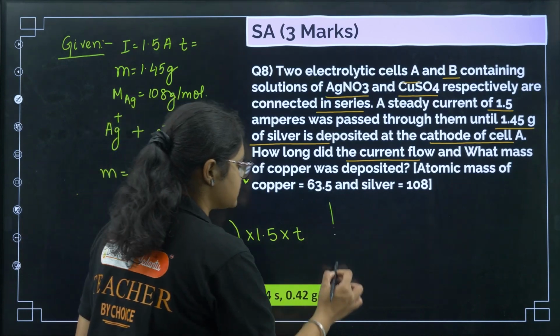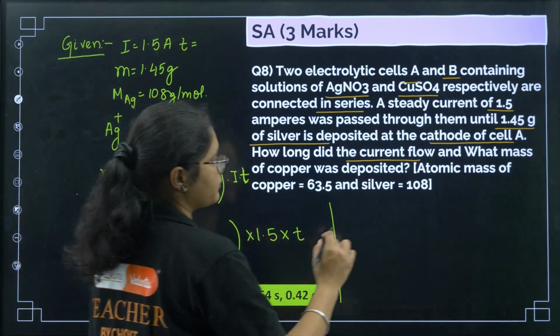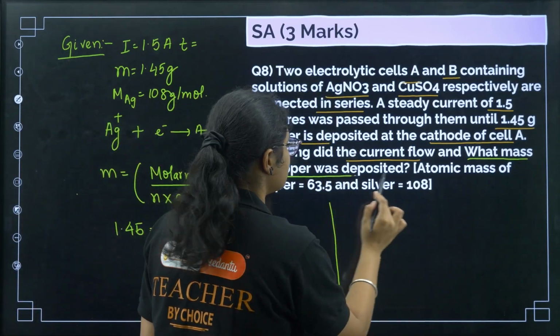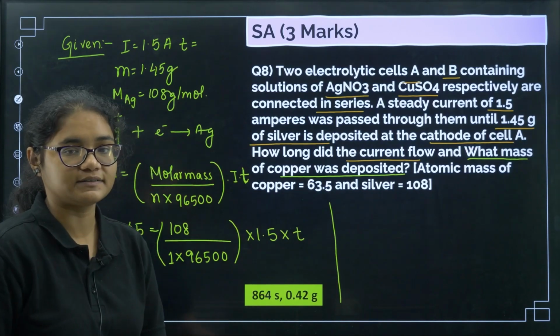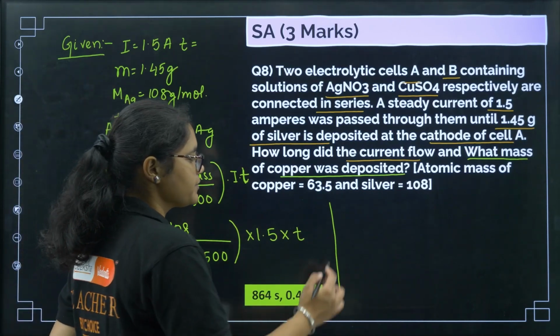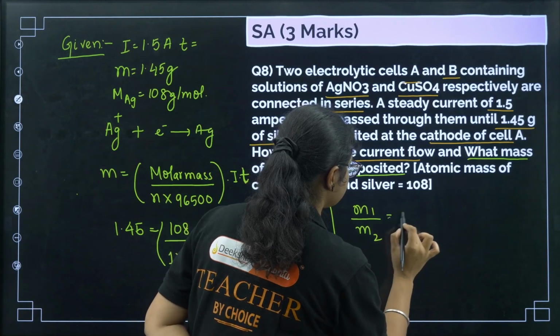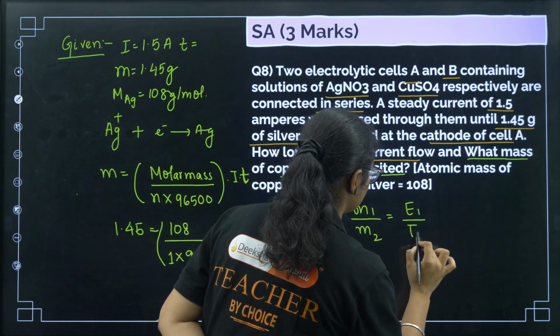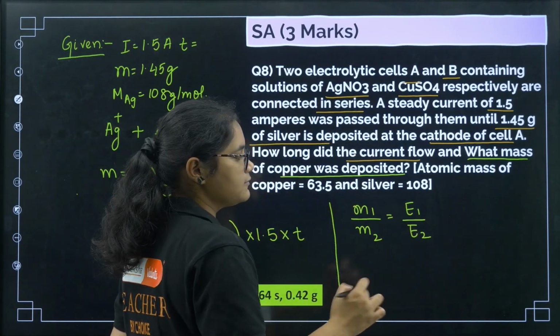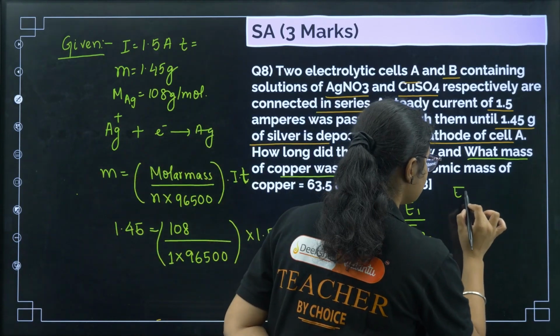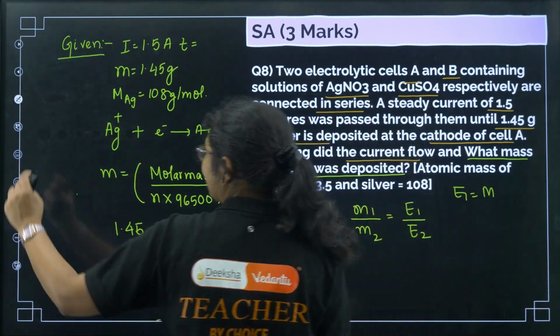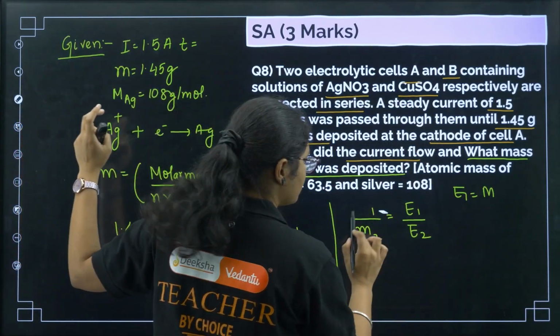Now let us move towards the second part of the question. What mass of copper was deposited? Copper mass deposited, how much, that is asked. So here, what's the formula? M1 by M2 is equal to E1 by E2. Now what is this E1 by E2? E1 will be equal to, so I'll write with element names so that it will be more clear.